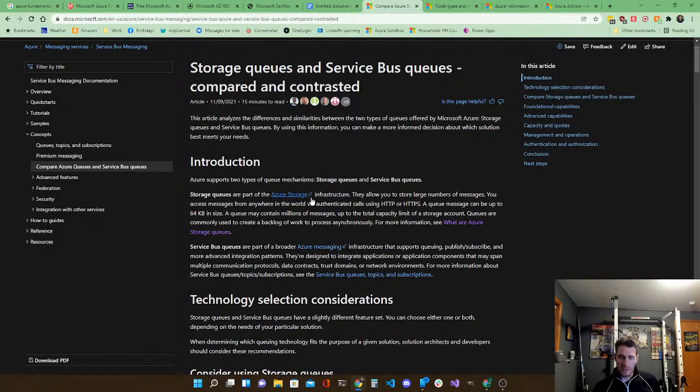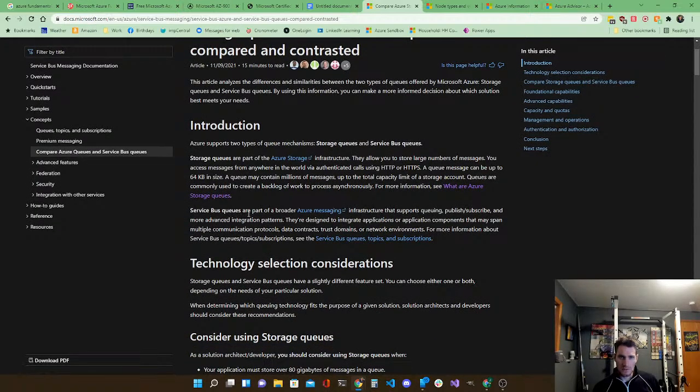Storage queues are part of Azure storage infrastructure. You store a large number of messages. You access messages from anywhere in the world. That's what we just talked about. Okay, service bus queues are part of a broader Azure messaging infrastructure that supports queuing, publish/subscribe, and more advanced integration patterns, designed to integrate applications or application components that may span multiple communication protocols, data contracts, trust domains, or network environments. So it's just a beefier queue with different integration patterns and protocols.